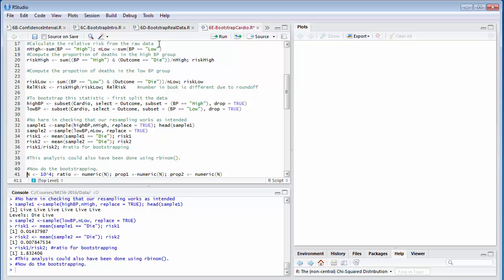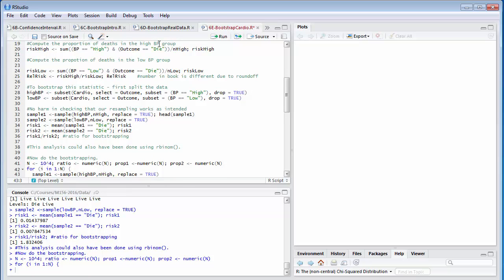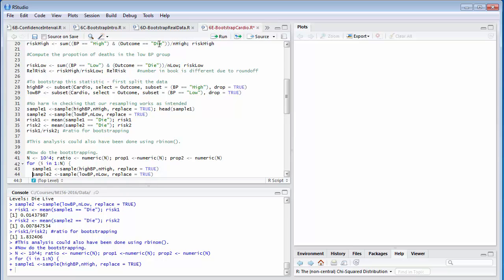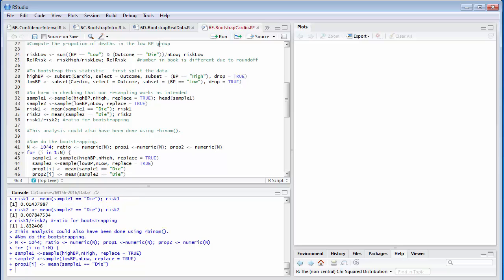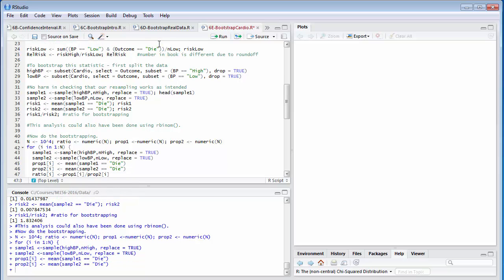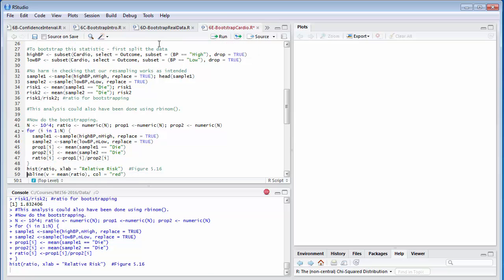And we'll make a vector of ratios, a vector of proportions who died in the high group and in the low group. So here goes. We sample from the high blood pressure group. We sample from the low blood pressure group. Notice we're doing this with replacement. We will calculate the proportion of deaths in the high blood pressure group, the proportion in the low blood pressure group, and the ratio of the two. And then we will plot a histogram of the ratio.